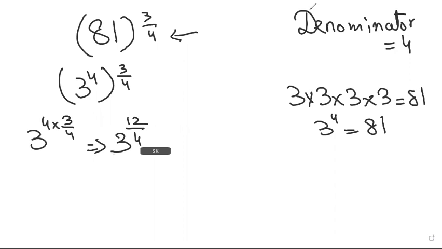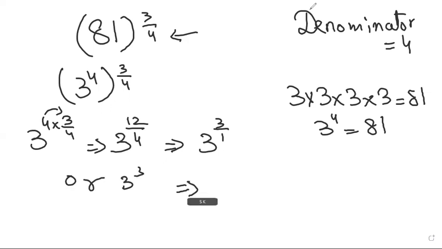Remember one thing: don't multiply this 4 with the denominator. It only has to multiply with the numerator, because if it's only written 4, it means it's a simple 4 in the numerator, not in the denominator. So keep this in your mind. Simply multiply 4 with 3, you will get 12 divided by 4. If I simplify this further, 12 divided by 4 is 3, so it's 3 by 1, or I can write 3 to the power 3, which is equal to 27.